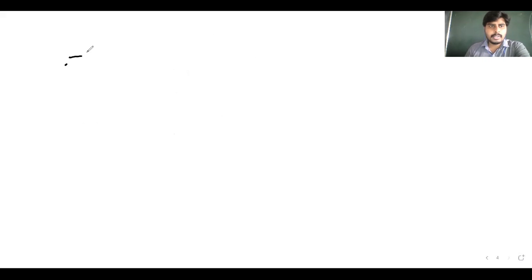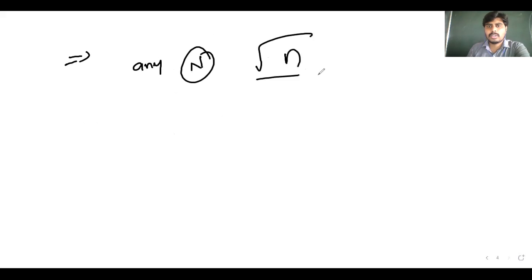We know already, any natural number under the root which is not a perfect square is called an irrational number, right? Any natural number under the root, where n is not a perfect square, is an irrational number.